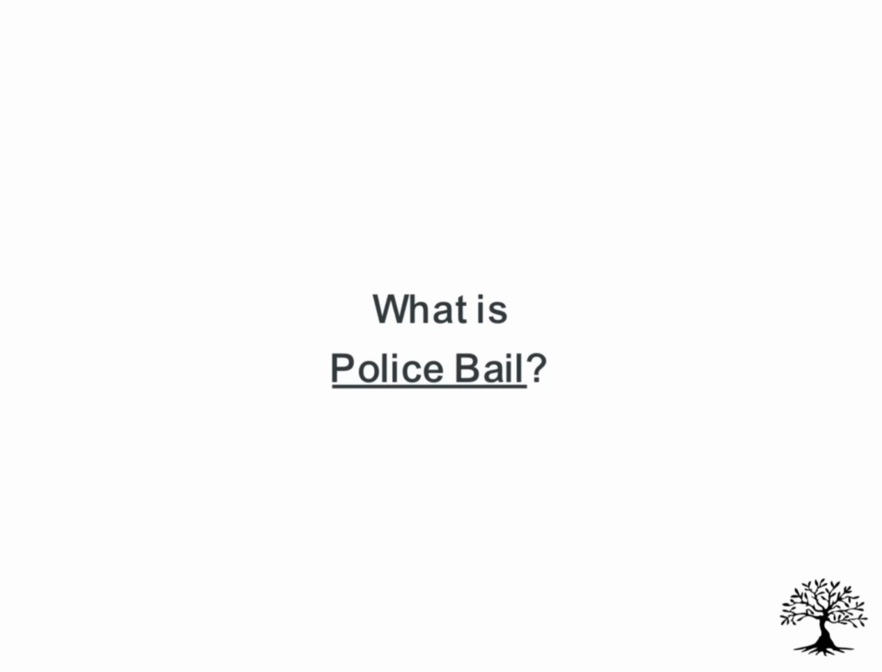Firstly, police bail, which is mostly for your minor offences. Secondly, prosecutorial bail, which is for more serious offences. And then thirdly, bail applications in court, formal bail applications for your more severe and serious charges. Let's further discuss the types of bail. We'll start with police bail.